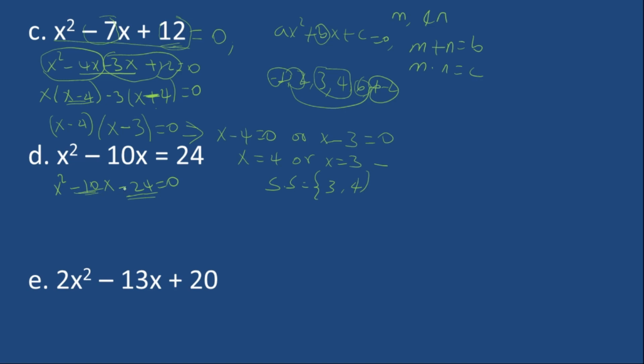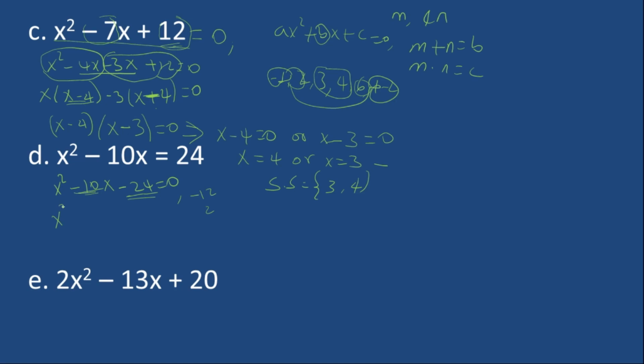So this means we need to find two numbers. Their product is negative 24 and their sum is negative 10. The numbers maybe we can make it minus 12 and 2. Check it: minus 12 times 2 is minus 24, and minus 12 plus 2 is minus 10. So we can decompose just like this.